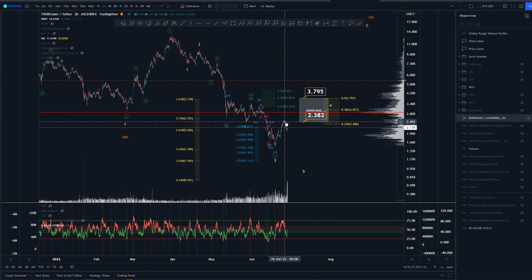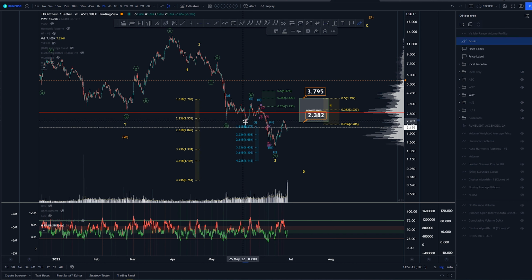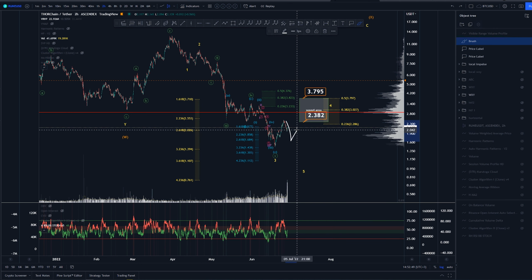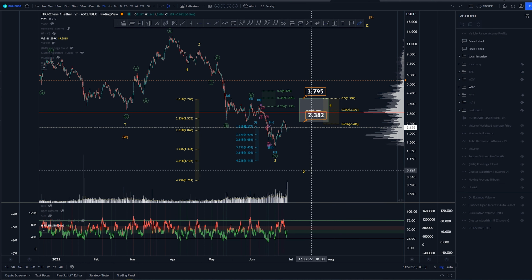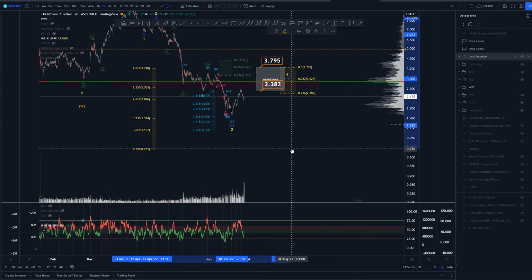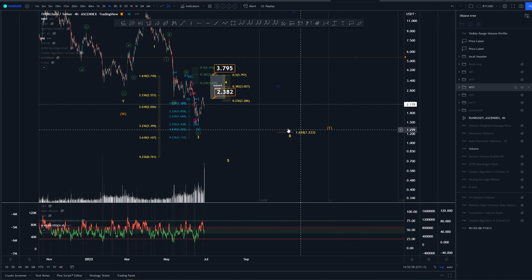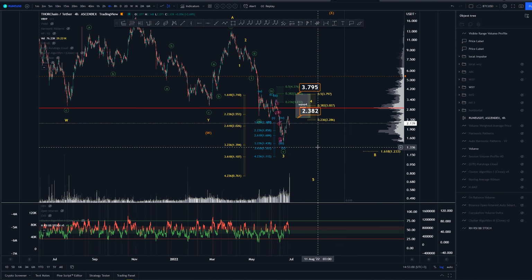Not necessarily. We have already gotten to the 23.6 retracement, and basically we did hit the bottom of this previous wave 4 area as well, so we could be rotating down again now to look for that last leg of 5 waves for the wave 5 here. But yeah, that is pretty much everything I wanted to share on THORChain or RUNE at this very moment.